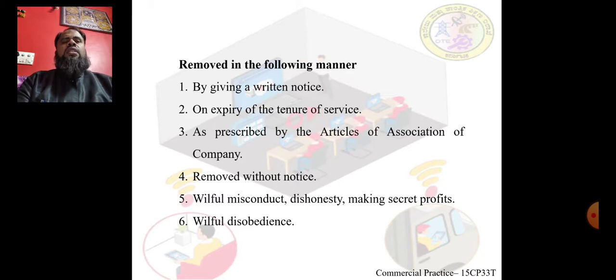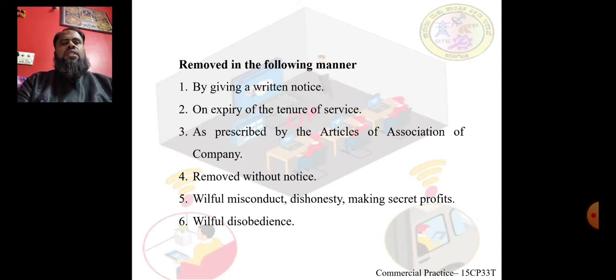Next one, as prescribed by the articles of association of the company. If the articles of association of a company specify the manner in which a company secretary can be removed, then in that situation the company secretary is terminated in the same manner as prescribed by the articles of association of the company.